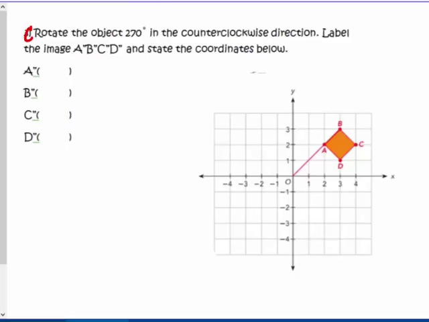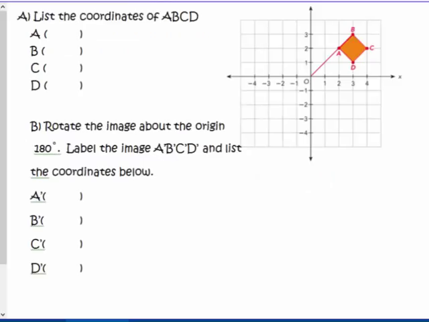So you're going to rotate this, looks like a square, so list the original coordinates. You're going to rotate it 180 degrees. In part B, and in part C or 3, whatever you want to call it, you're going to go 270 counterclockwise. So I'm going to leave that for you to do, and that's it for today.